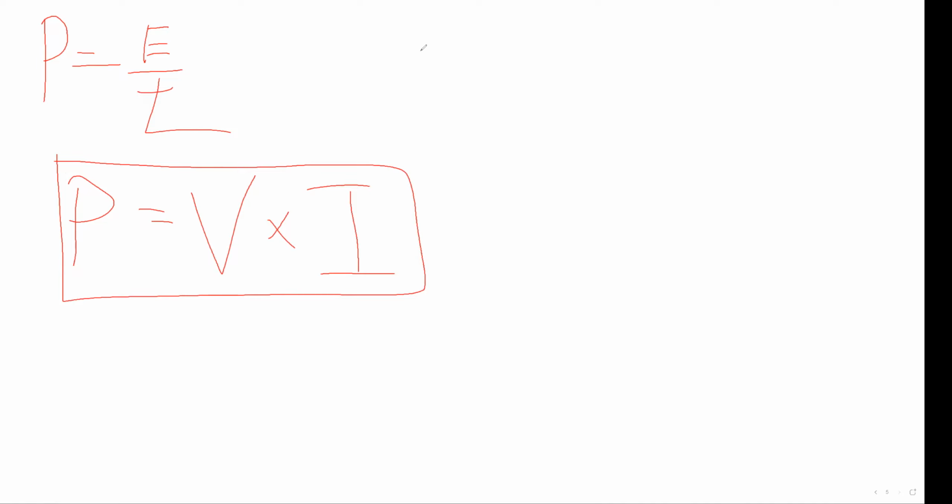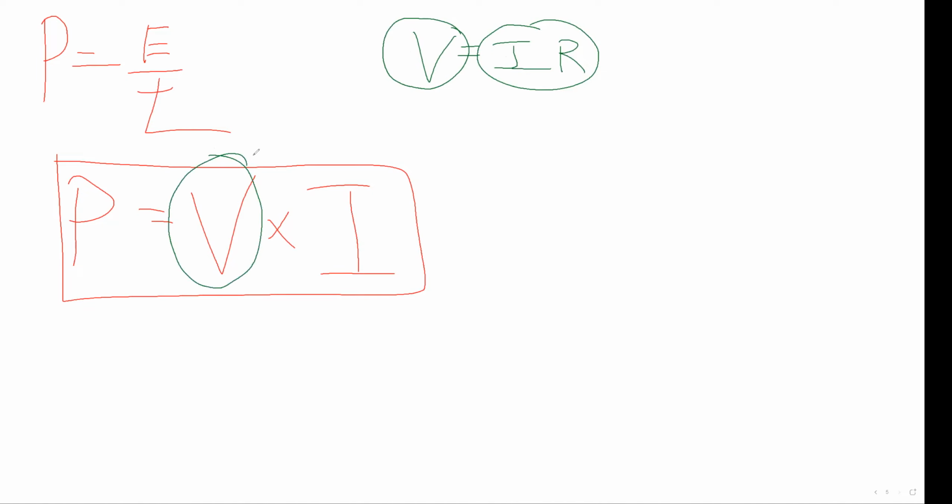Now power actually has 3 other formulas which you can slowly derive based on the Ohm's law formula of V equals to IR. Today, if you guys pay attention to this, you need to know how to derive this. If I know that voltage is equals to current times resistance, can I put this into here? If I put this in, what I'm going to end up with is power equals to IR times I, which will give me my second formula. Power is equals to I square R.